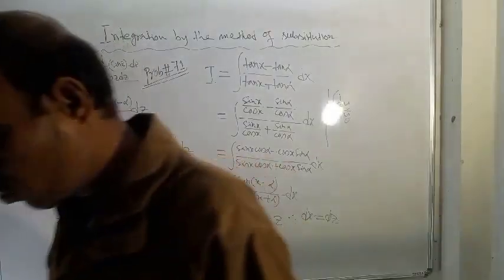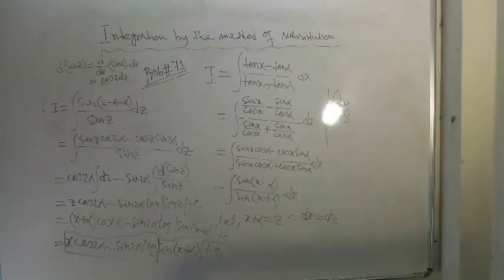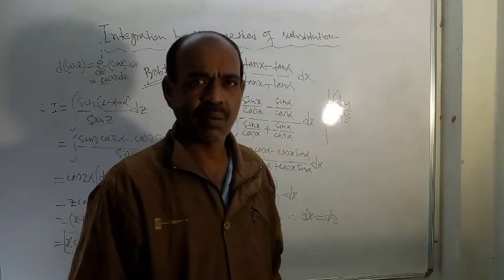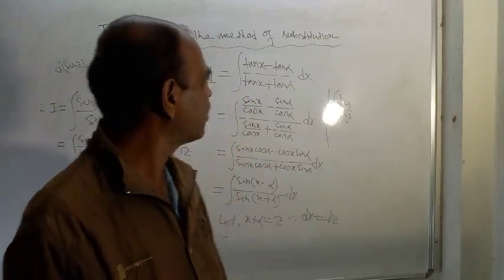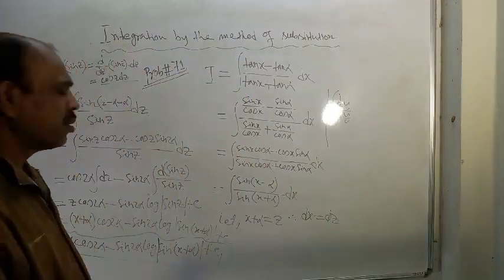Okay, let me check whether everything is visible or not. Yes, everything is visible. So there is no problem at all. This problem is somewhat lengthy, but I think this is an easy problem. You won't have any difficulties in understanding this problem, okay?